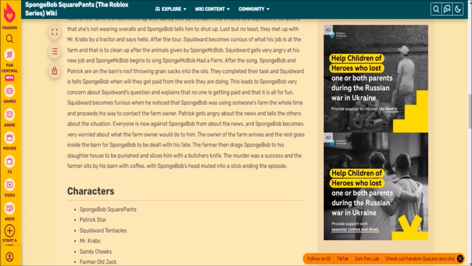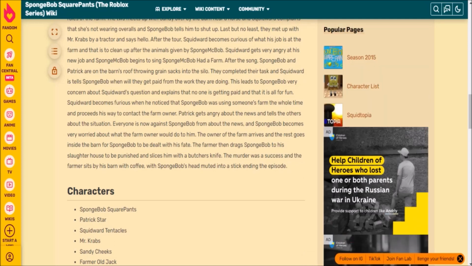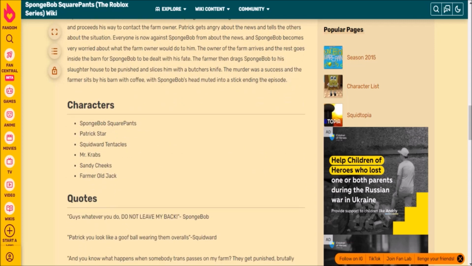The owner of the farm arrives, and the rest go inside the barn for SpongeBob to be dealt his fate. The farmer then drags SpongeBob to his slaughterhouse to be punished and slices him with the butcher's knife. The murder was a success, and the farmer sits by his barn with coffee, with SpongeBob's head mounted on a stick, ending the episode.